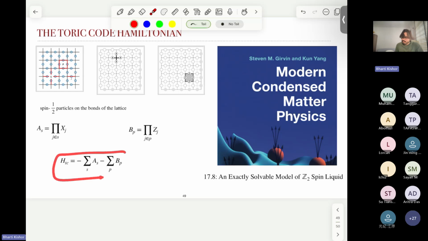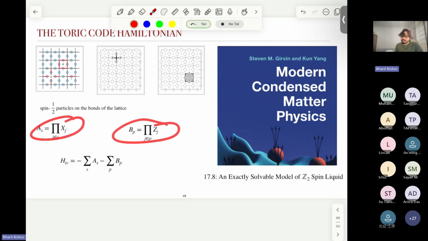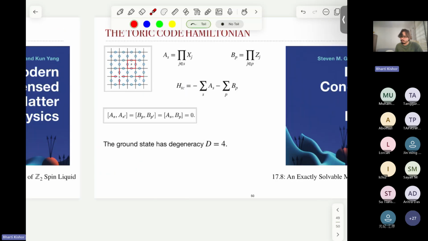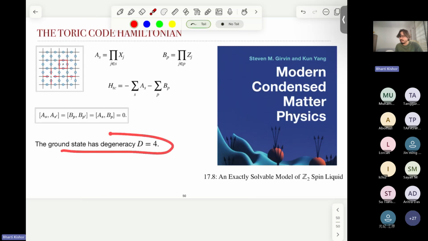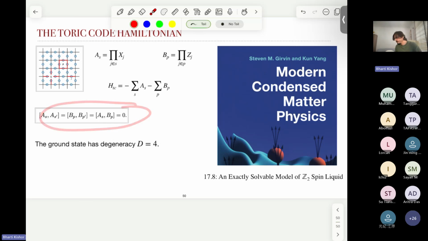The toric code can be studied by a Hamiltonian called the toric code Hamiltonian, where you take all vertex operators A_s and the plaquette operators B_p, and you sum them. This Hamiltonian's ground state has degeneracy 4, which makes sense because it is analogous to having a four-dimensional space where the two qubits live. And all your A_s commute, B_p commute, and A_s and B_p commute, as we saw before.